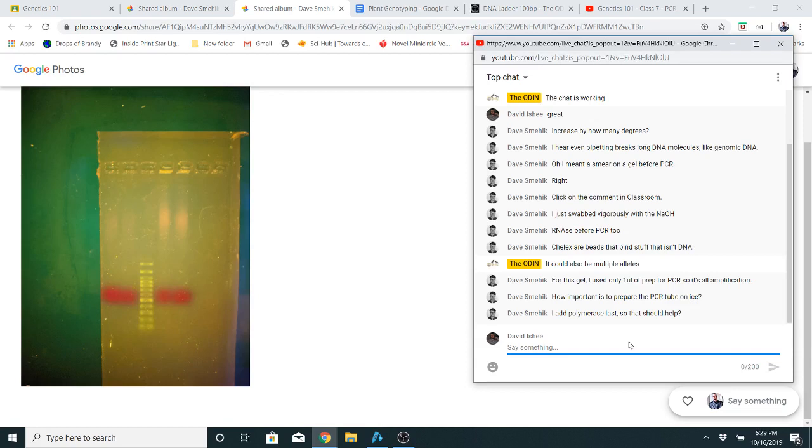DMSO, a lot of people use it. Should that help? Maybe, depending on what you're getting. As far as adding polymerase last, I usually add mine last, just because it's the most expensive part. So if I screw up, I throw away template and primer, not template, primer, and polymerase, especially if you're using the expensive ones, because Q5 and those specialty ones can get pretty expensive.